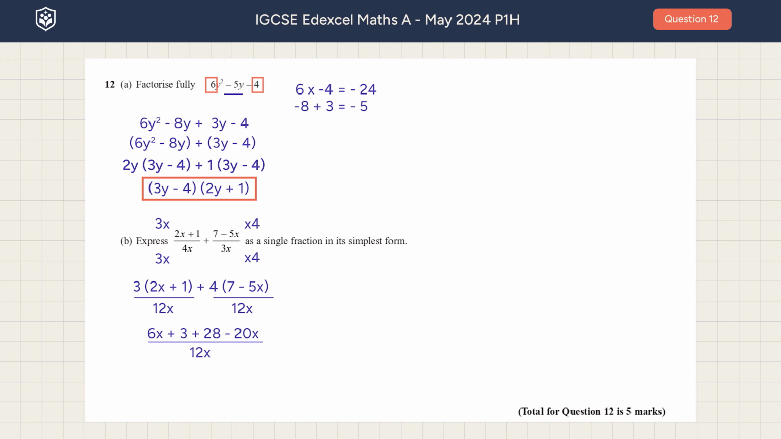We can combine it as a single fraction because the denominators are exactly the same. Next, let's further simplify the terms. 6x minus 20x is -14x, and 3 plus 28 is 31. So we can write it as 31 minus 14x over 12x. And this is your fraction in its simplest form, because we cannot simplify this any further.